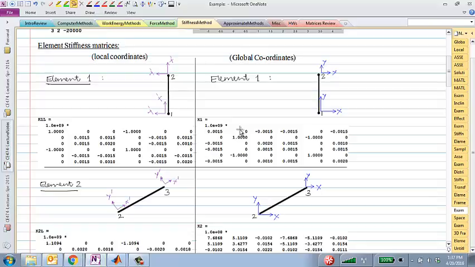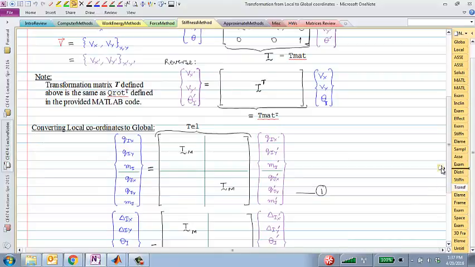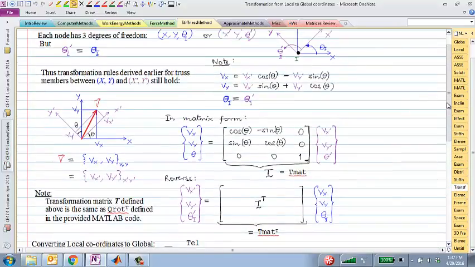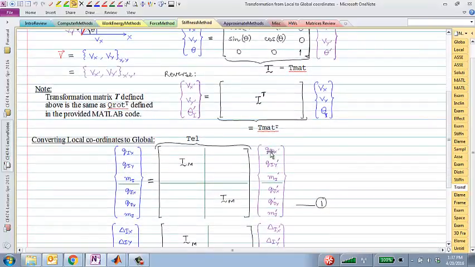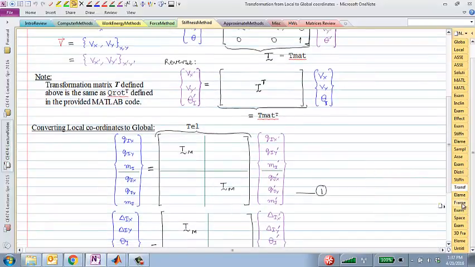How do I transform this to the global coordinate system? The transformation matrix looks like two transformation matrices, one for each node, on the diagonals. So that was this procedure that we talked about. You are converting your local degrees of freedom to global degrees of freedom using this element transformation matrix, which has these two diagonal transformation matrices, and I think I had corrected these.